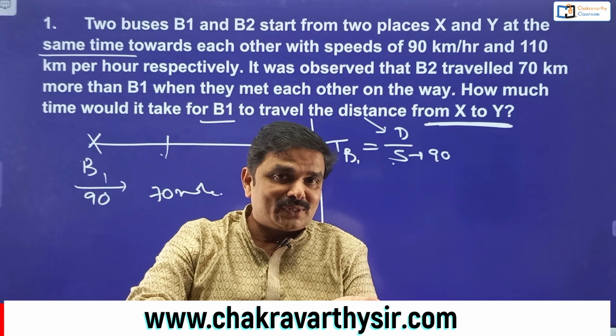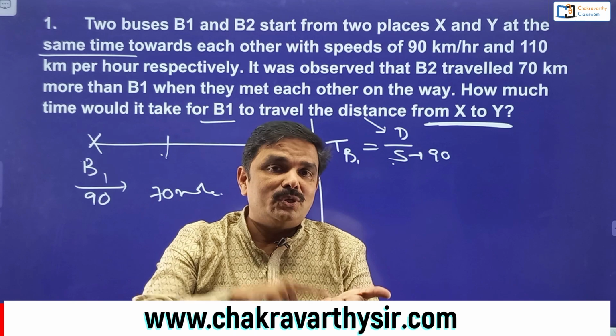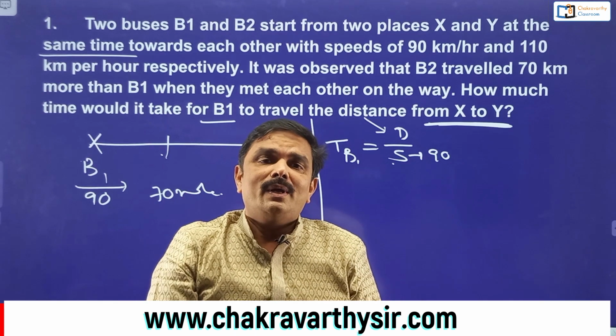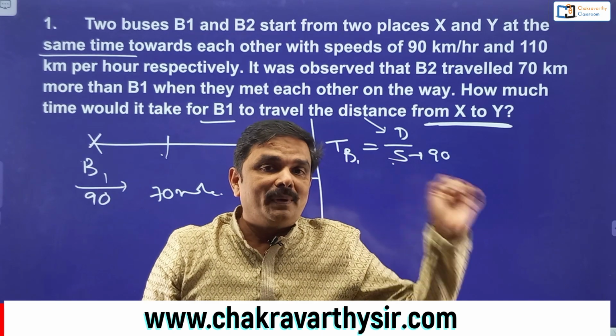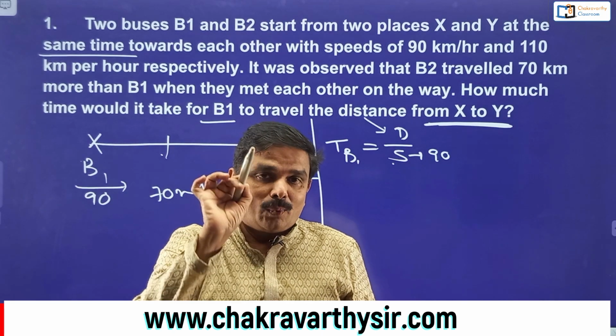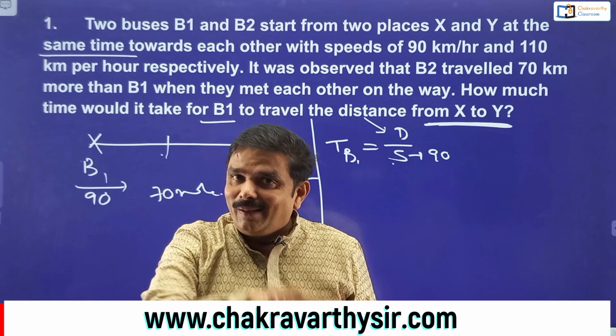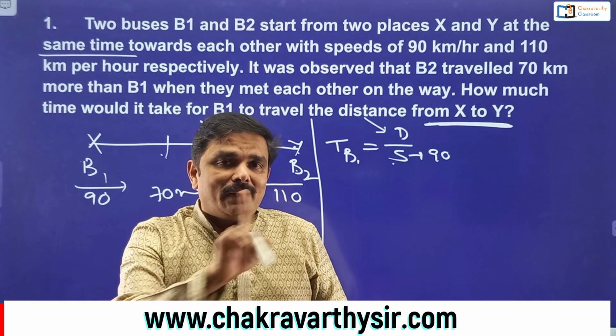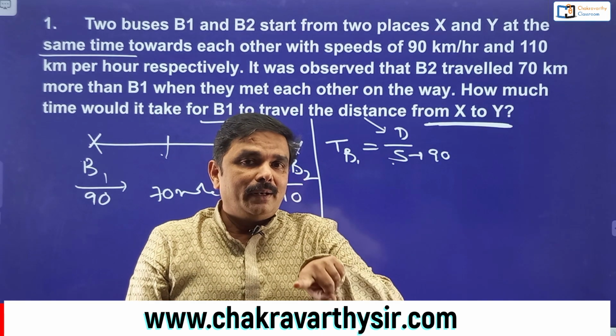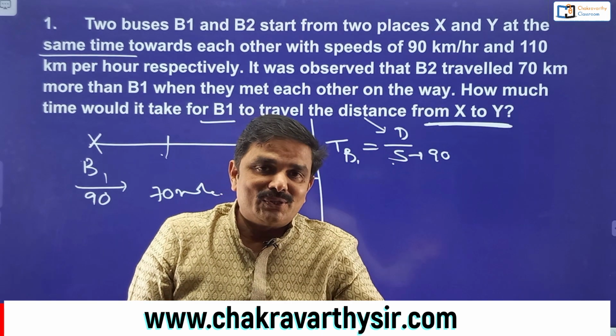When time is constant, we can take the speed ratio as a distance ratio. If you want the complete explanation of this shortcut, go to the previous video where I have explained that point by point. The link I have given in the description box. But simply I can say, since time is constant, speed ratio can be taken as the distance ratio.